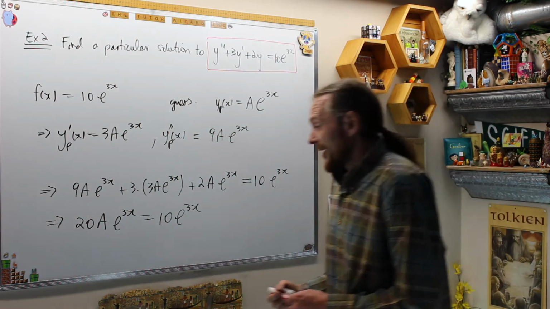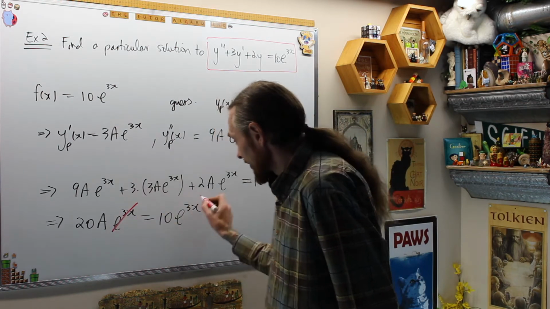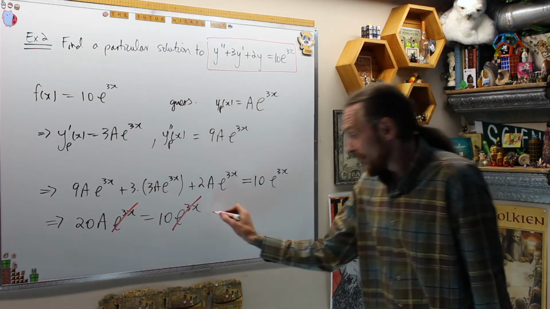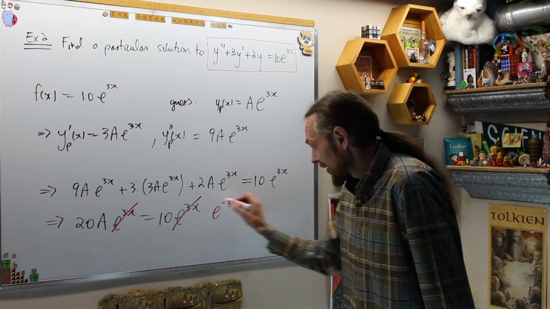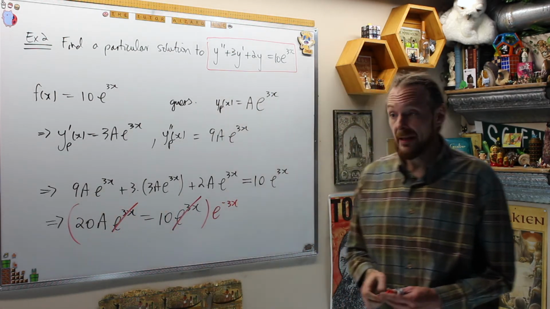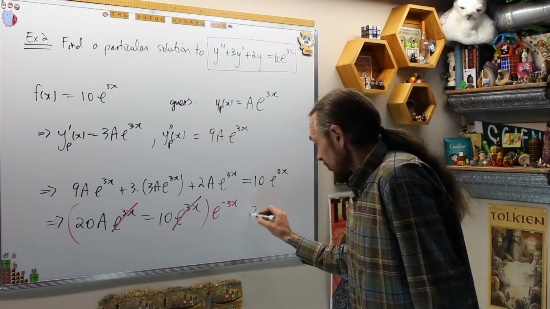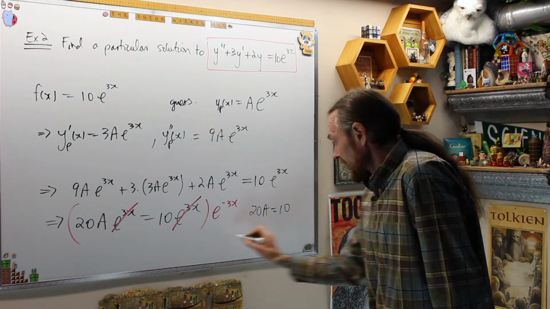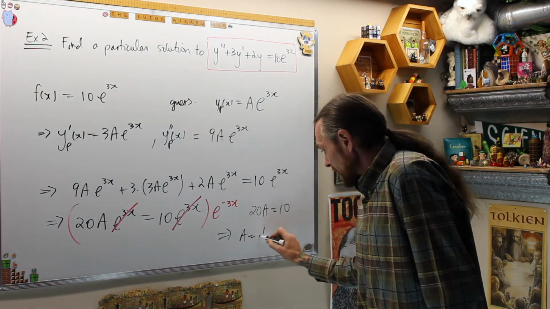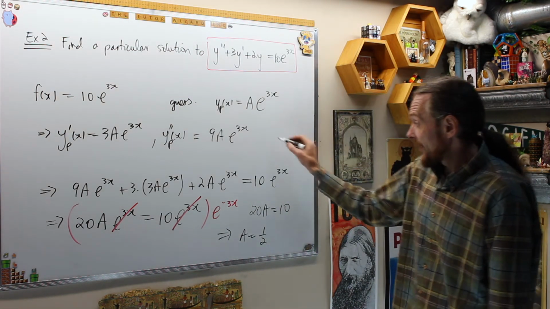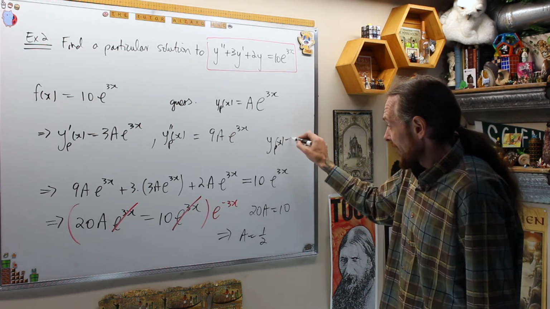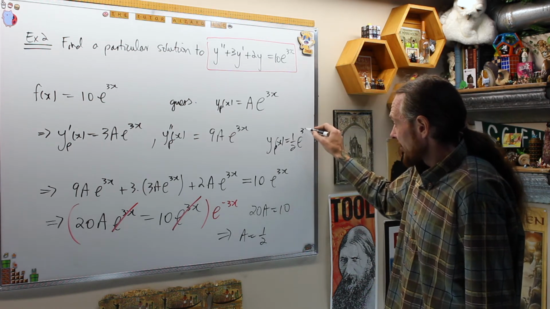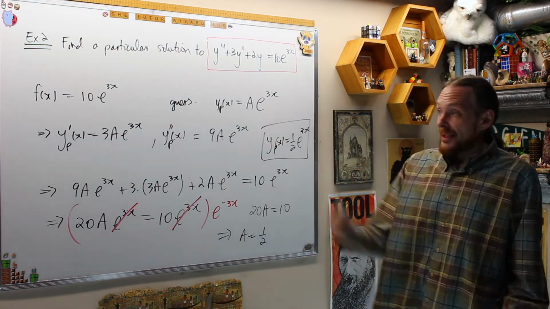And then, because e to the 3x is never 0, I can multiply both sides by e to the negative 3x to cancel that. Then I get 20a equals 10, or a equals 1/2. Therefore, we found our particular solution: y particular of x is 1/2 e to the 3x. Do you believe me? Let's check.